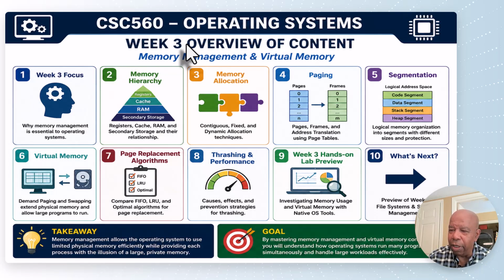Page replacement algorithms, how do we replace pages of memory in order to make processing more efficient? And then thrashing and performance, what are the causes, what are the effects? And so that's basically the items 2, 3, 4, 5, 6, 7, and 8 that we'll be talking about today. Again, concentrating on the memory side of the house.